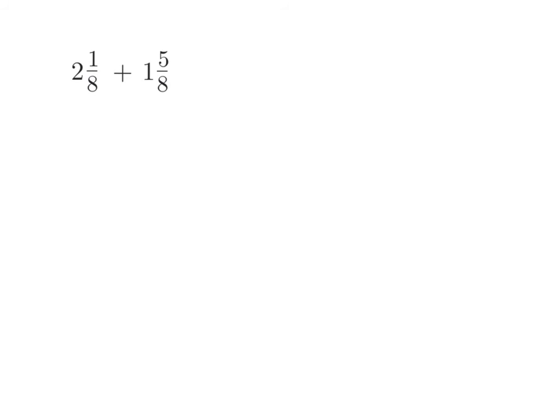Okay, so here, if we want to add like units, we can see that we have ones. We have 2 ones plus 1 one. When I add that up, how many ones do I have? 3 ones. Then I have eighths. I have 1/8 plus 5/8. Let me add the like units. If I have 1/8 and I add 5 more eighths, how many eighths do I have? 6/8. So my answer is 3 plus 6/8.